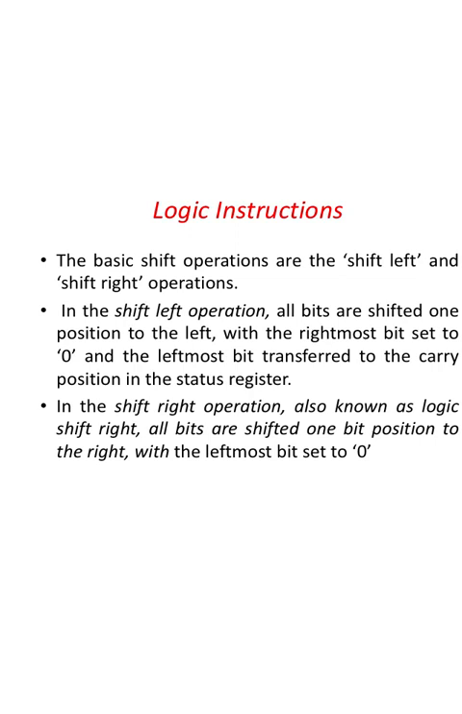Logic instruction. The basic shift operations are the left shift and the right shift operation. In the shift left operation, all the bits are shifted one position to the left, with the rightmost bit set to 0 and the leftmost bit transferred to the carry position in the status register. In the right shift operation, also known as logic shift right, all the bits are shifted one position to the right with the leftmost bit set to 0. These are the two shift operations.